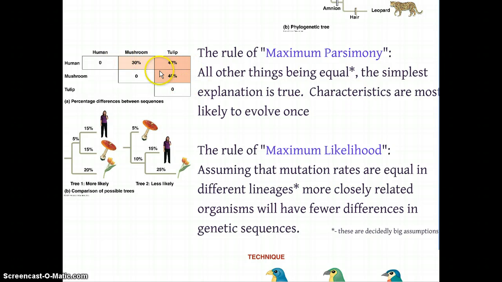So you start with what's the simplest way to organize all these organisms, and then we have to look at this rule of maximum likelihood. So again, the idea is the fewer differences there are between organisms, it's probably more likely the more closely related they are. So you look at relationships based on how similar their DNA is.